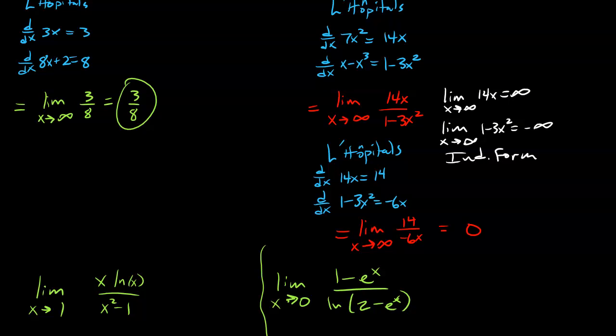Actually, let me back that up. Because the top number is so much smaller than the bottom, the answer is 0. And if you wanted to, if you felt like it, you could probably do the derivative one more time and get 0 over negative 6.